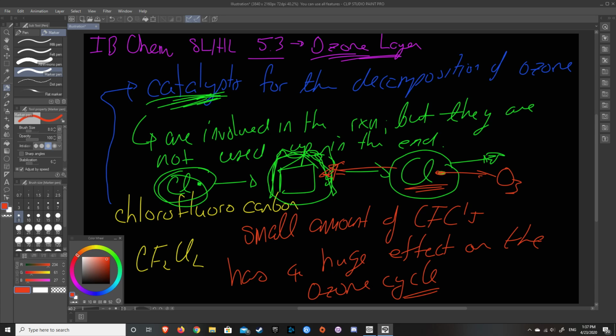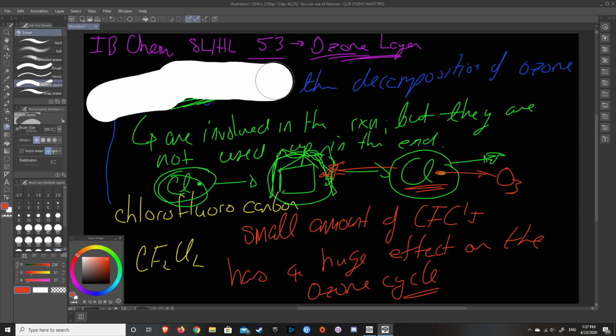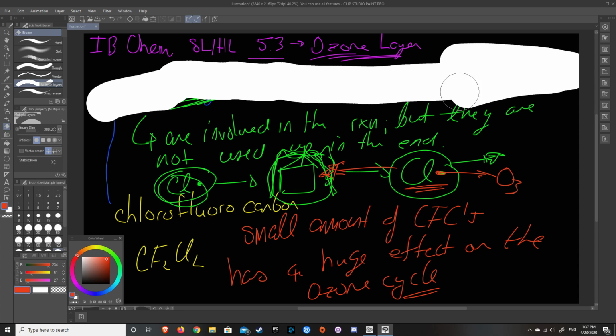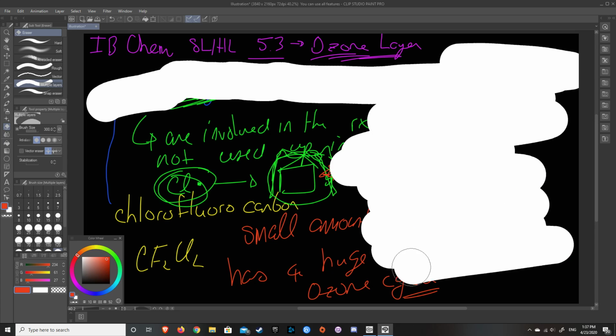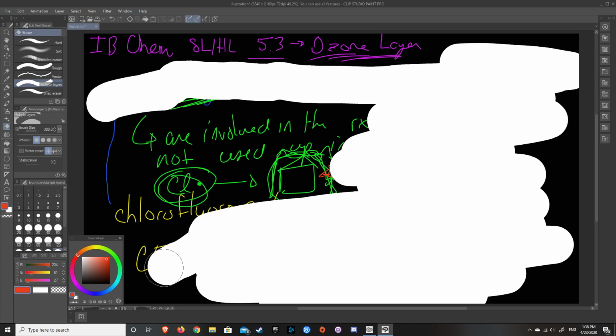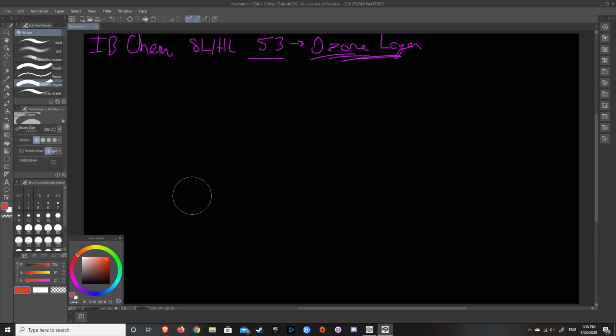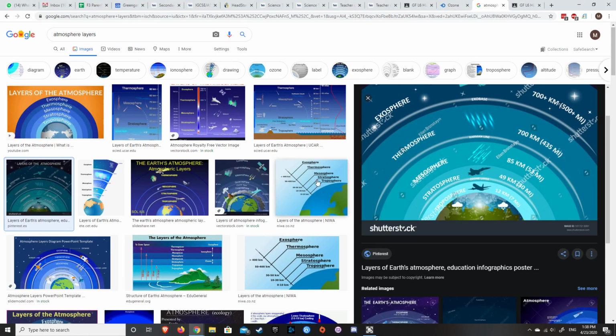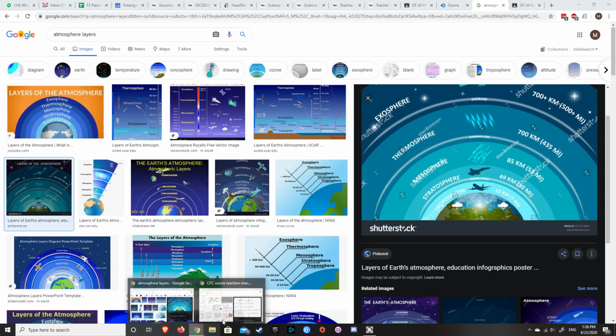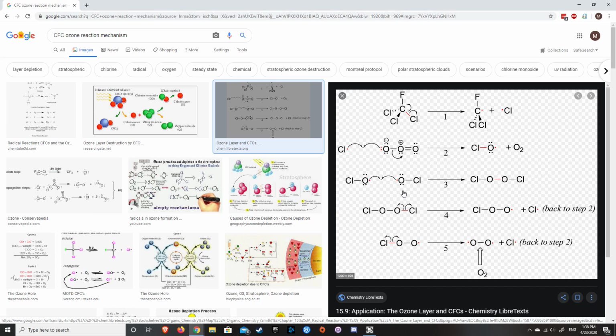So we're going to look at, on the other slide, I've got this cycle. I don't believe that we need to memorize it, but we should be aware of it. So let's go to that. Let's go right here. So CFCs. This is the cycle that we're looking at right on the right-hand side.